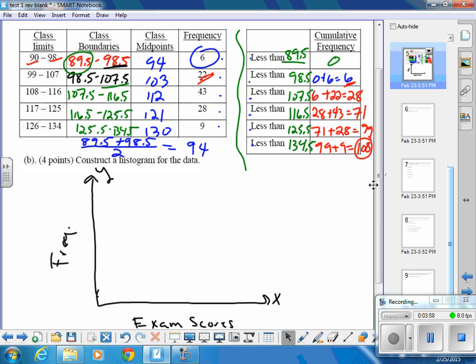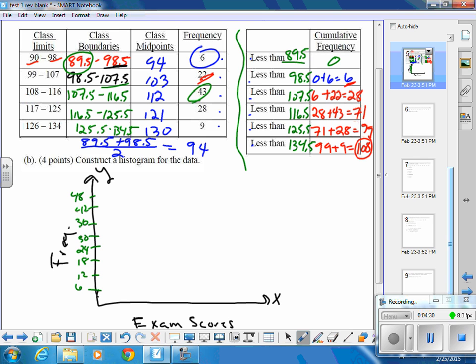And here, now your units of measure for frequency is kind of up to you. You want to do them in even increments. You don't want to do 6, 22, 43, 28, 9. You want to do something like 6, 12, 18, 24, etc. That's what I'm going to do. So we have like 6, 12, 18, 24, 30, 36, 42, and 48. And the reason why I stopped at 48 is the highest number here is 43. I wanted to make sure I was a little above that.